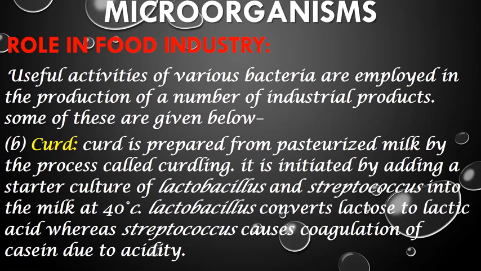The second is curd. Curd is prepared from pasteurized milk by the process called curdling. It is initiated by adding a starter culture of Lactobacillus and Streptococcus into the milk at 40 degrees Celsius. Lactobacillus converts lactose to lactic acid, whereas Streptococcus causes coagulation of the casein, a protein found in milk, due to acidity.